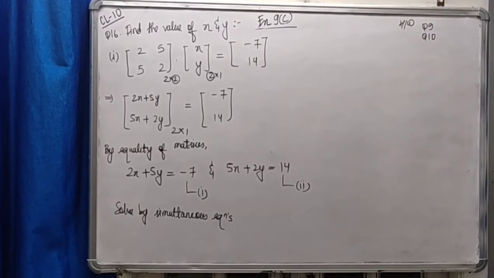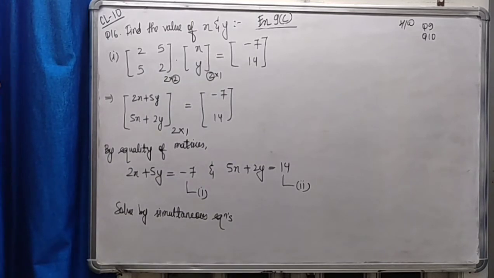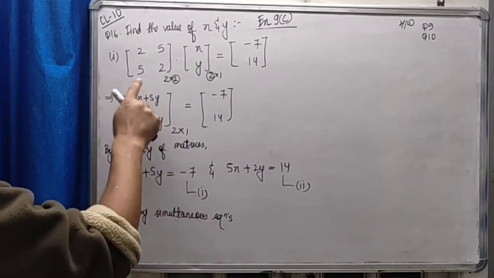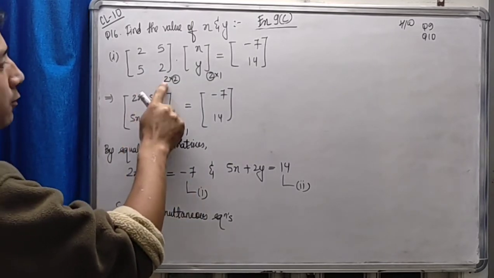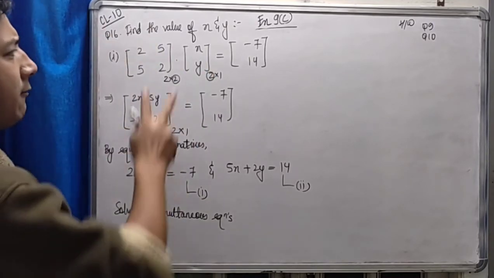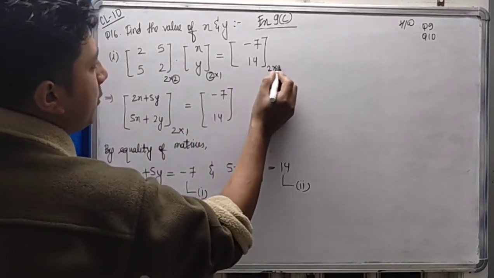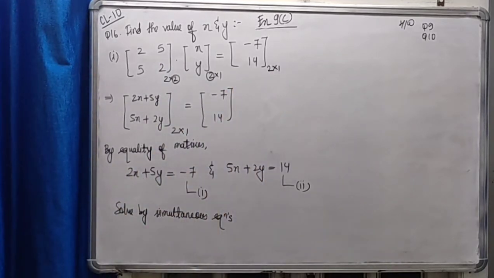Alright boys, the next questions, question number 9 and question number 10, you can try yourself as homework. I now move straight to question number 16, where the question says find the values of x and y. So we need to find the values of x and y using matrix multiplication. The first matrix is of order 2 into 2, the second matrix is of order 2 into 1, and after matrix multiplication we should get a matrix of order 2 into 1. Let us check whether it's possible or not.